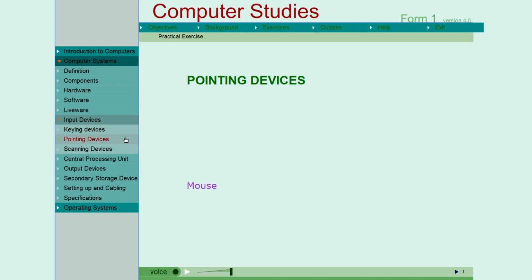Pointing devices are used for pointing on the screen for input, and they include the mouse, which is the standard PC pointing device, usually with 2 buttons.